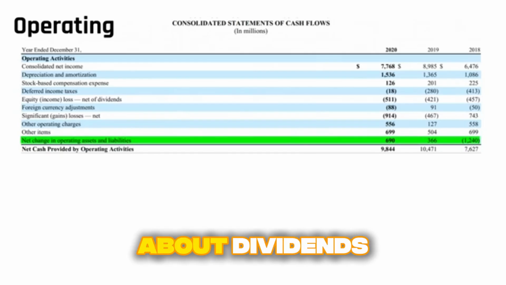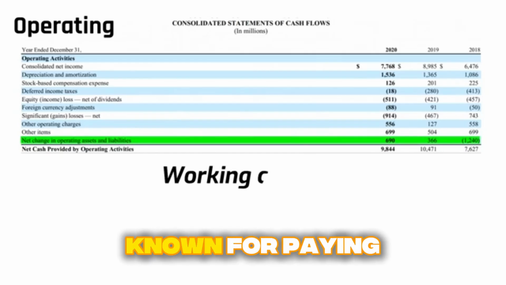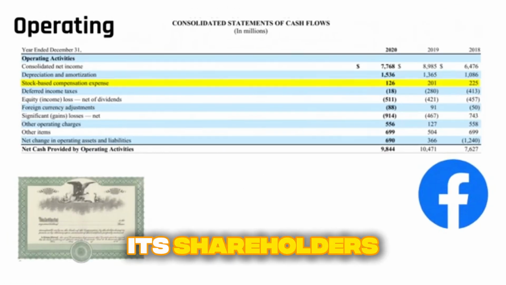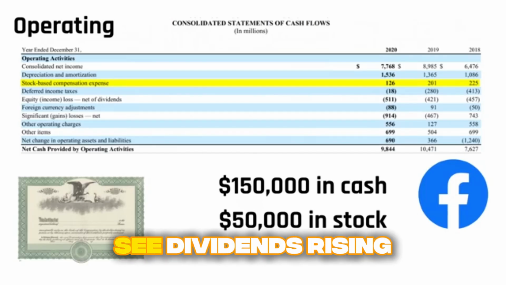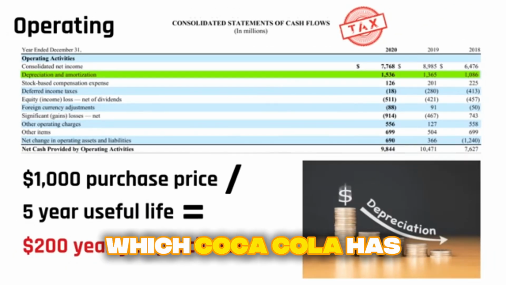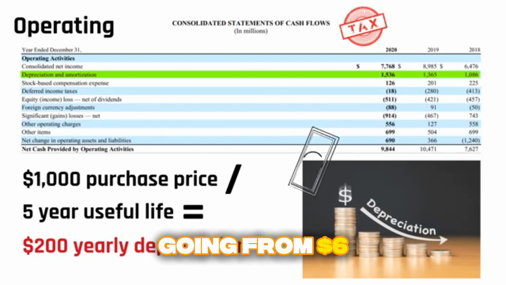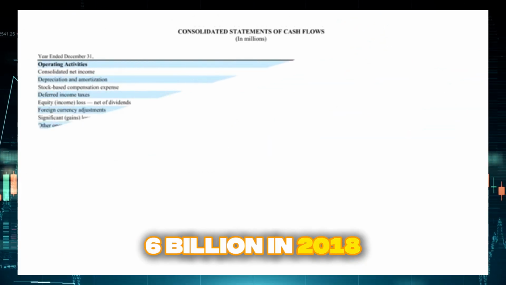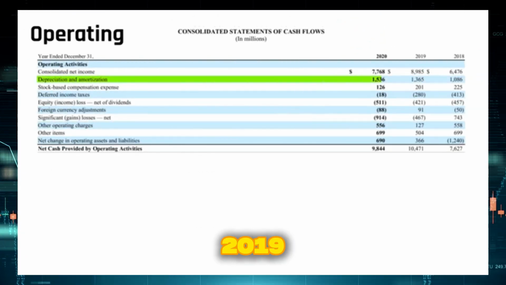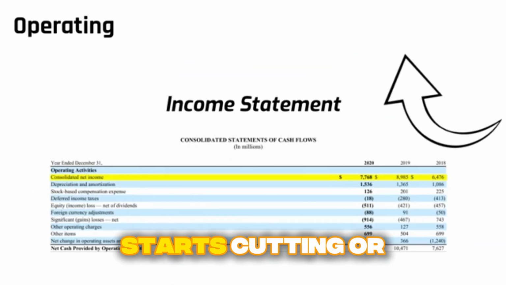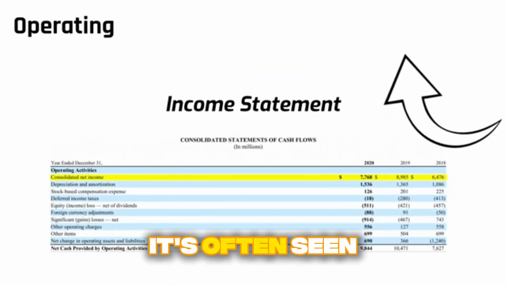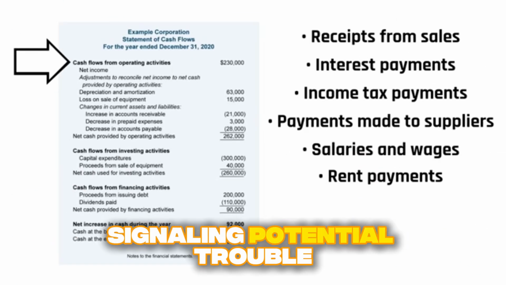Finally, let's talk about dividends. Coca-Cola is well known for paying substantial dividends to its shareholders, over $7 billion in 2020 alone. Investors love to see dividends rising consistently, which Coca-Cola has achieved, going from $6 billion in 2018 to $6.8 billion in 2019 and over $7 billion in 2020. If a company starts cutting or freezing dividends, it's often seen as a red flag, signaling potential trouble.